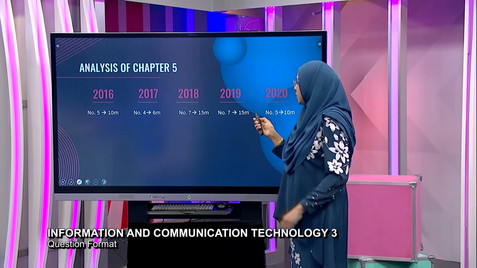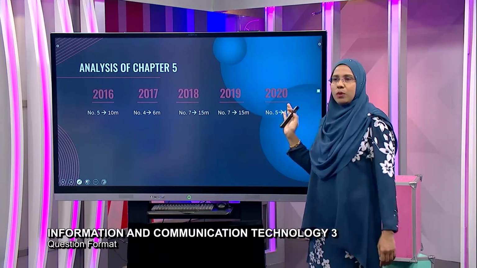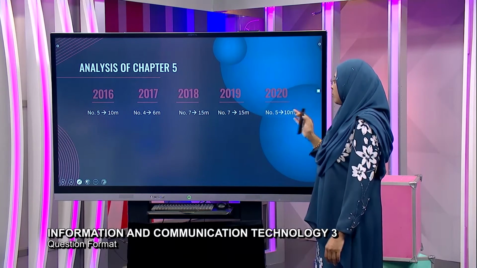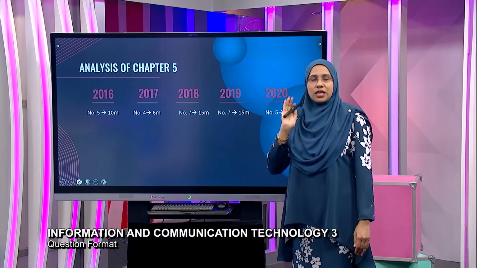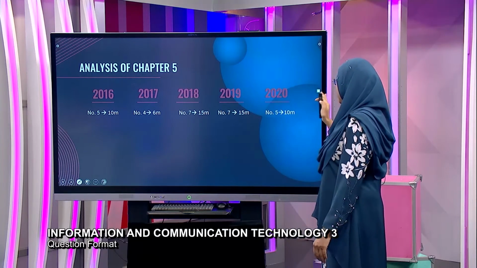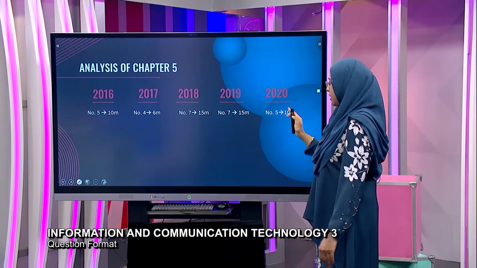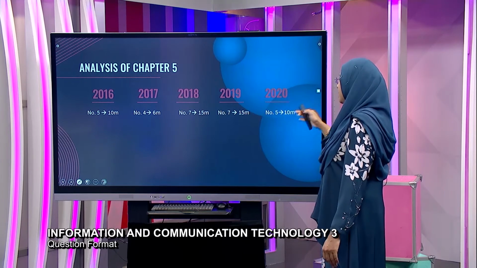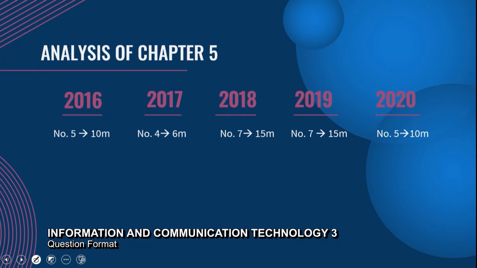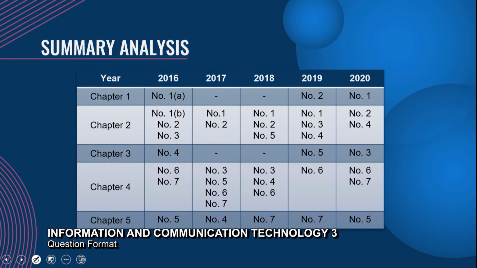Look at the questions. Every year there is one question in this chapter and mostly in section B. The marks given are very big: 10 marks, 6 marks, 15 and 10 marks. So make sure you get all those marks. So this is the analysis.